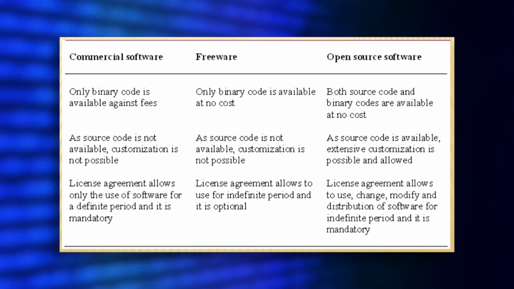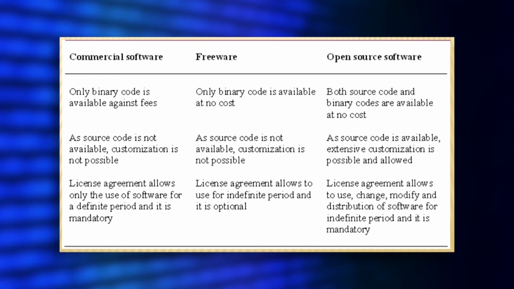Most of the cases are the same, but here you see commercial software is also guided by a license agreement, but this licensing is very restrictive in nature. Freeware normally does not follow any kind of license agreement, but open source software is also guided by a license agreement, and that license agreement gives you the power to use, to change, to modify, to distribute, to redistribute the software for an indefinite period of time, and that license is also mandatory. Commercial software is given against license fees and licenses, and that is very restrictive in nature.